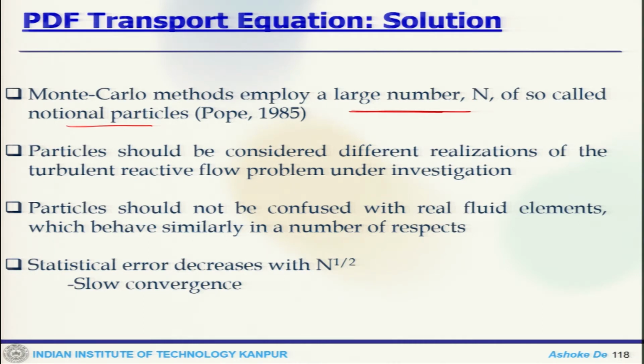Now, the particles should be considered different realizations of the turbulent reacting problem under this investigation. It should not be confused with real fluid elements, and the statistical error also decreases with the number of particles. Obviously, there will be an issue with convergence, because once you have the high dimensional problem with a large number of particles, these are obvious.